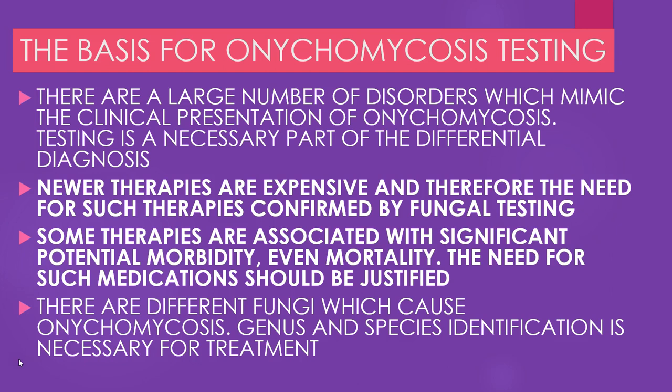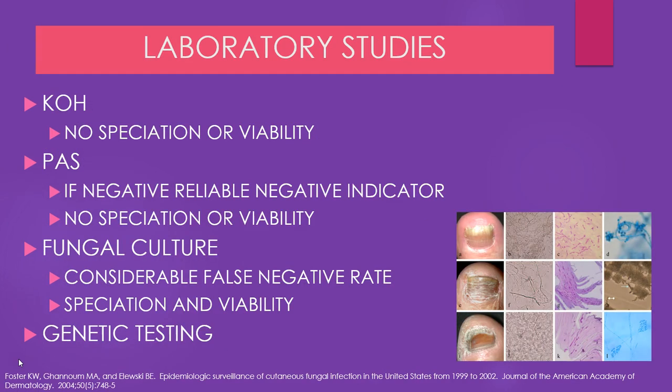We also know that some therapies are associated with potential mortality or morbidity, particularly systemic treatment of onychomycosis. Therefore, we probably want to obtain appropriate culturing to justify the use of those medications. So we do want to remember that speciation may be important. In looking at the most common test available to us, KOH will tell you yes or no you have a fungus, but it does not tell you the genus and species. Therefore, a KOH is acceptable if the only information you need is yes or no, is there a fungus. You don't need to speciate if you're using non-specific therapy.